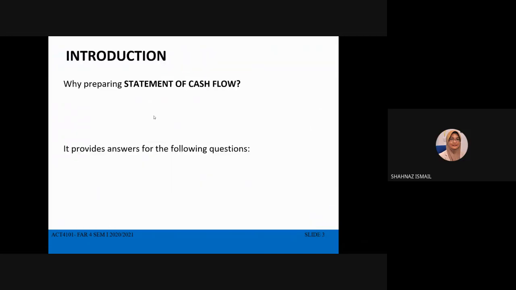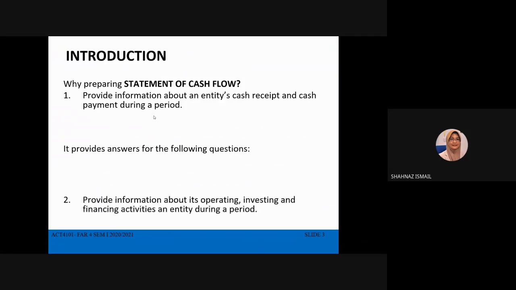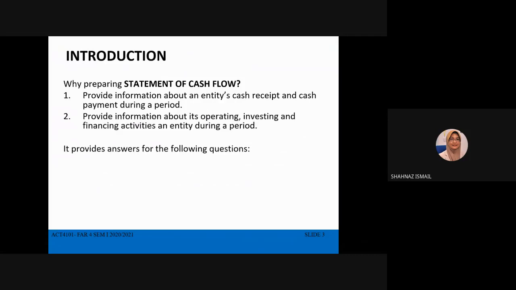Okay, why must we prepare statement of cash flow? First is to provide information about an entity's cash receipts and cash payment during a period. And secondly, to provide information about its operating, investing and financing activities during a period.